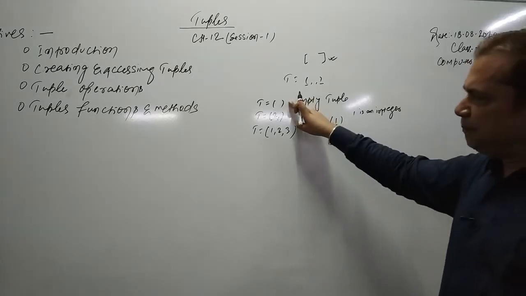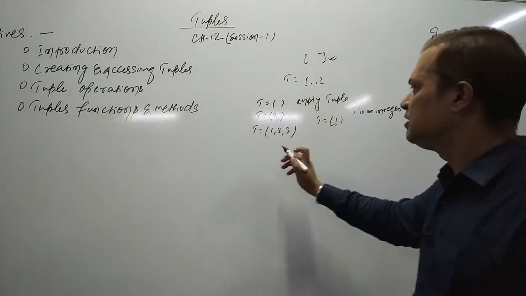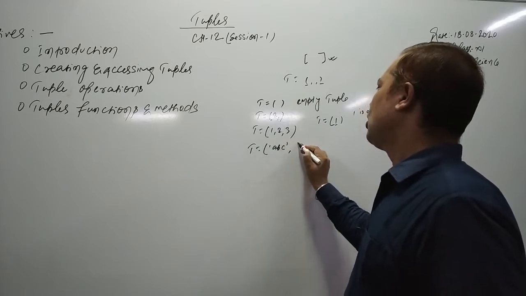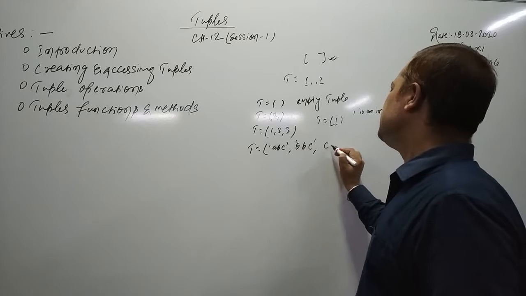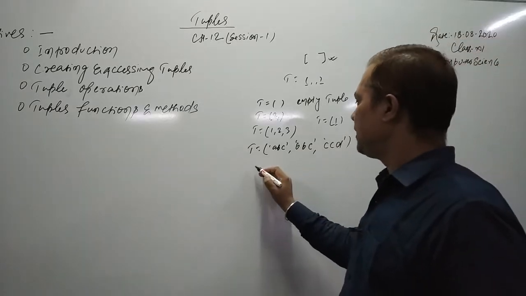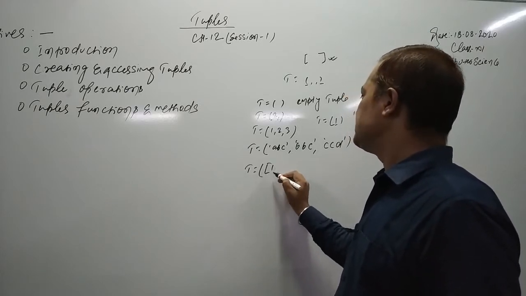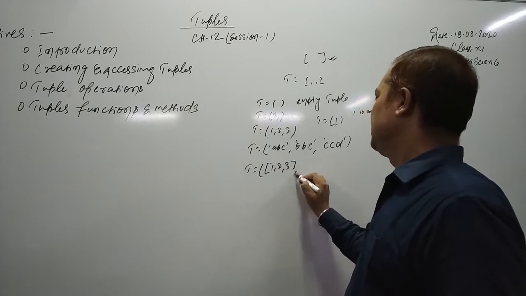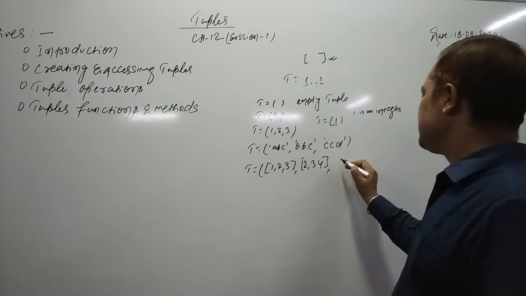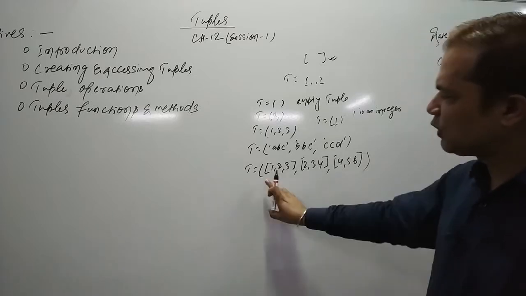So a tuple can be empty, a tuple can have one element if you want, a tuple can have many elements, a tuple can have elements like ABC, comma BBC, comma CCD. This kind of element declaration you can also do. A tuple can also contain other sequences. If you want, you can say 1, 2, 3, then 2, 3, 4 as a list element, then 4, 5, 6, and of course you have to close with the parentheses.